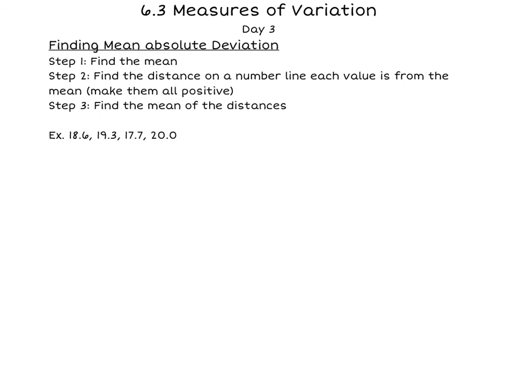Finding the mean absolute deviation. Mean means average. Deviation means how far away you are from something. How far do you deviate from it? Absolute means it's going to be positive. Okay? So, first step, find the mean of our numbers. So we're going to take our numbers, 18.6 plus 19.3 plus 17.7 plus 20.0. Divide all of that by 4.